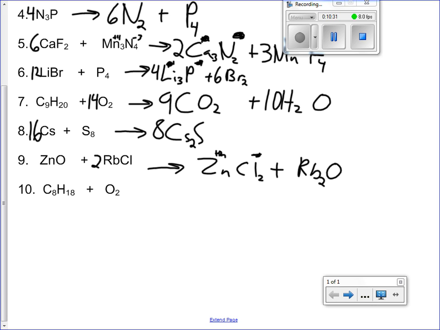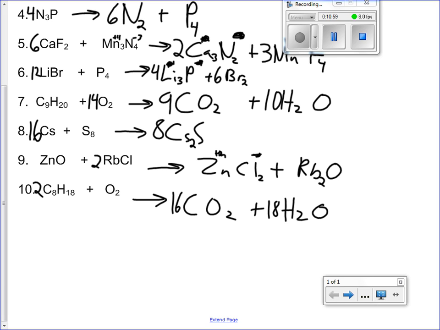Okay, and the last one, carbon-containing compound with hydrogen reacting with oxygen. Combustion reaction. Products are carbon dioxide and water. Okay, balance alphabetically and the rule of 2. Do both apply here? Yes, carbon's an even number, so start with a 2. That makes 16 carbons. Okay, 2 times 18 is 36, so I need an 18 here.